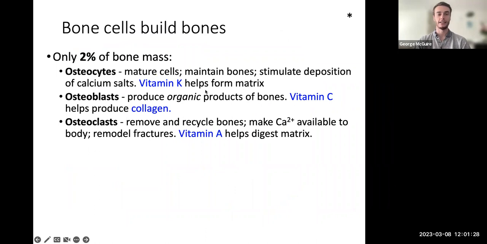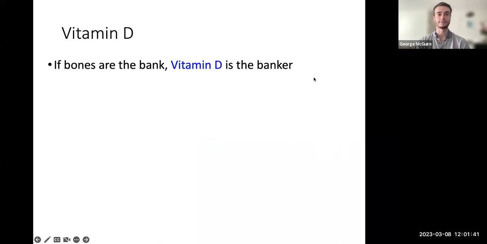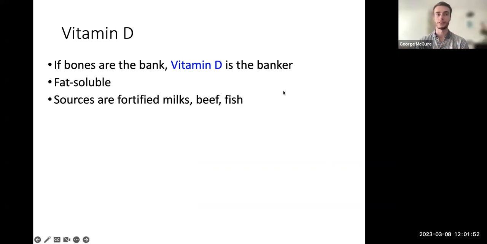So vitamin K is going to play a big role in those osteocytes, and vitamin C, helping in activating those osteoblasts, and then vitamin A, activating osteoclasts. So vitamin D, if bones are a bank for calcium, you can consider vitamin D the banker, right? That is what is going to contribute to how much of it is being stored.